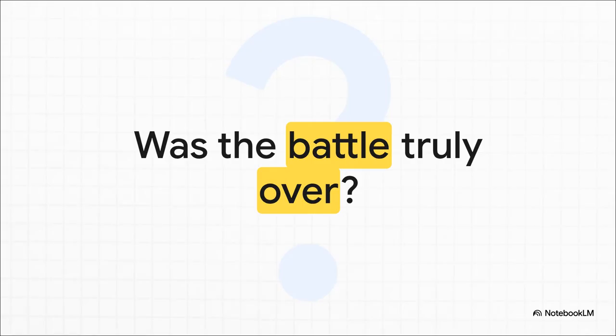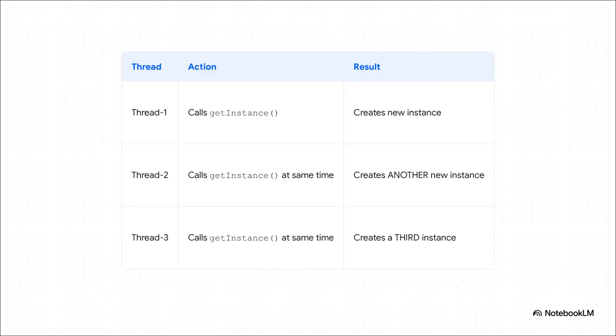So a week goes by, and then the QA team drops a bombshell. They're doing some heavy load testing, and they're reporting something Sharma Ji thought was literally impossible. They're seeing multiple instances of his supposedly bulletproof printer manager. The chaos, it was back. And what was the culprit? A classic race condition. When a bunch of threads hit that getInstance method at the exact same time, they all check if the instance exists. They all see, nope, it's null. So what do they do? They all race to create a new one, totally blowing up the whole singleton guarantee. You get 3 threads, you get 3 instances.